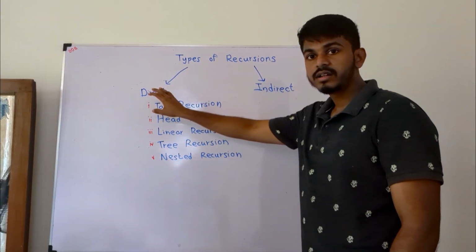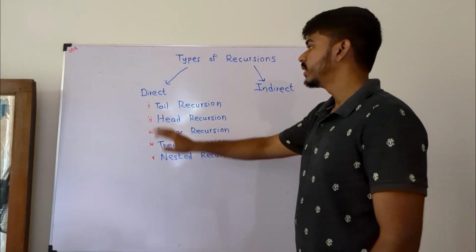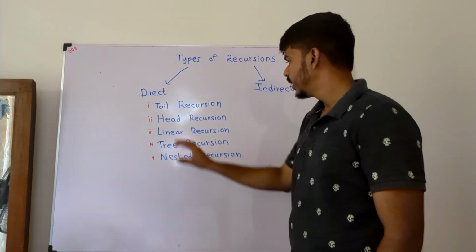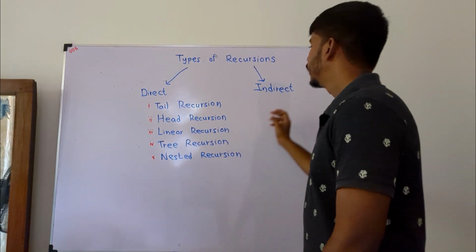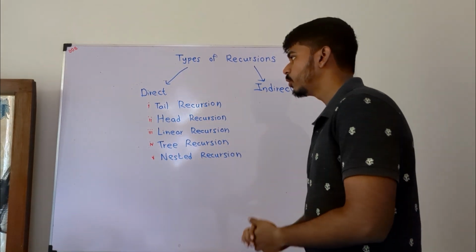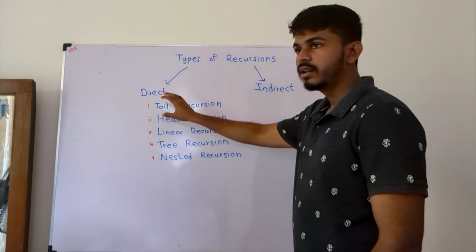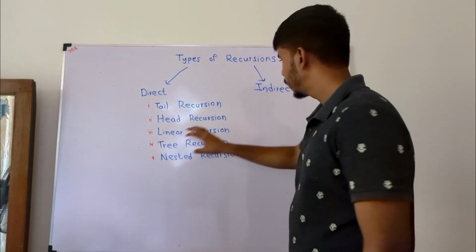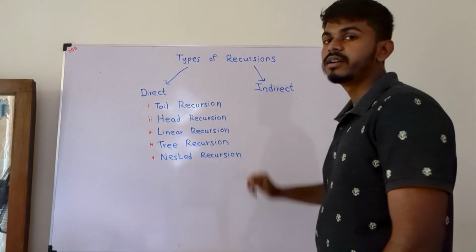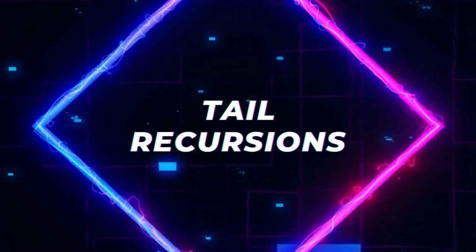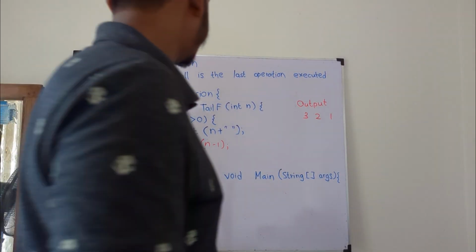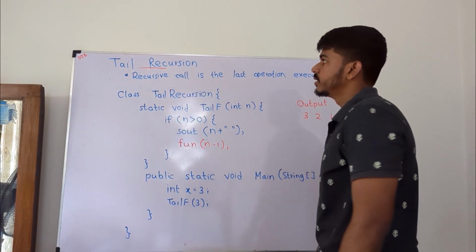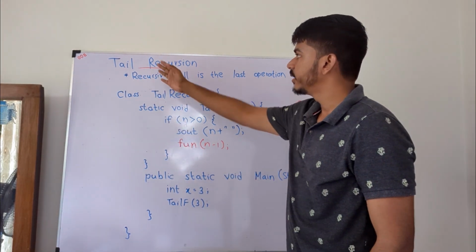In direct recursion, there are five types: tail recursion, head recursion, linear recursion, tree recursion, and nested recursion. First, we are going to talk about tail recursion. Then after completing direct recursion, we are going to move into indirect recursion. Up next is tail recursion.